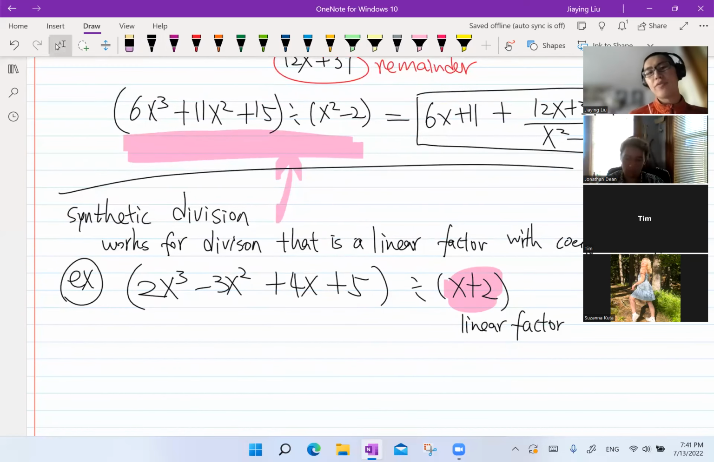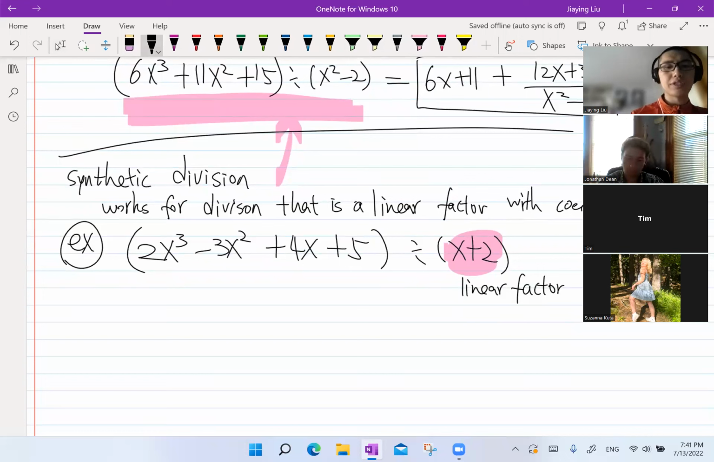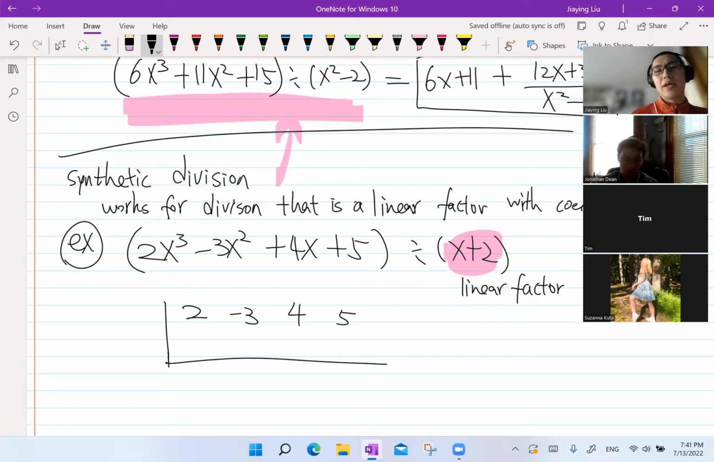And the setup for synthetic division is we only take the coefficients and then we're going to write them down. So we get 2, -3, 4, 5. So those are the coefficients of the dividend. And we're going to draw a vertical line looks like this and a horizontal line there. And then instead of writing x plus 2, instead of using +2, we actually find the opposite number from a linear factor. So we don't use +2, we actually use the opposite number, which is -2 in the synthetic division. So we're going to put -2 here on the left side of this vertical line.